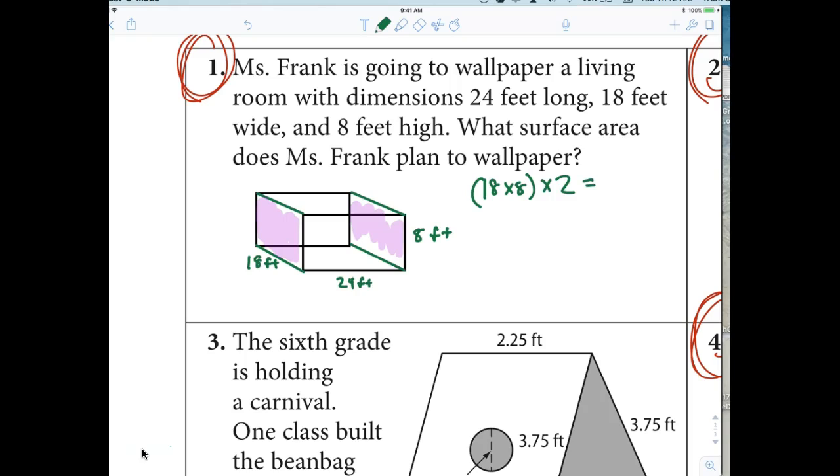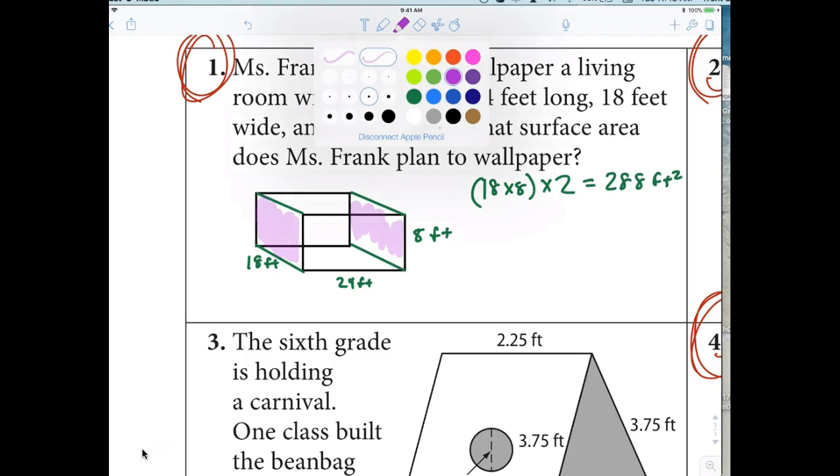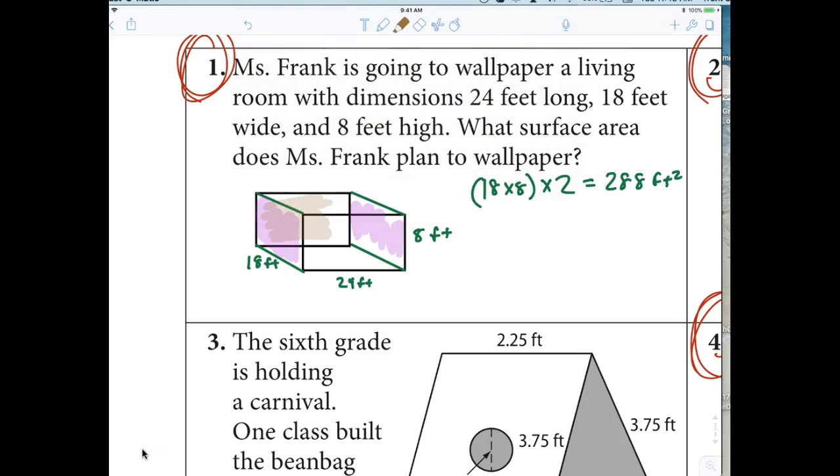All right, somebody tell me what 18 times 8 times 2 is. 16. Oh, no, that's wrong. 18 times, what is it? 288 square feet so far. Now I have to also do what? I have to wallpaper the back wall, and I've got to wallpaper the front wall. And that would be 24 times 8. And then how many walls? Times 2. So somebody do that for me. How much? Somebody said 384 square feet.